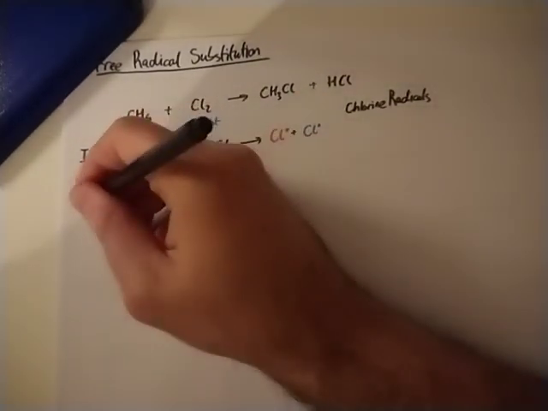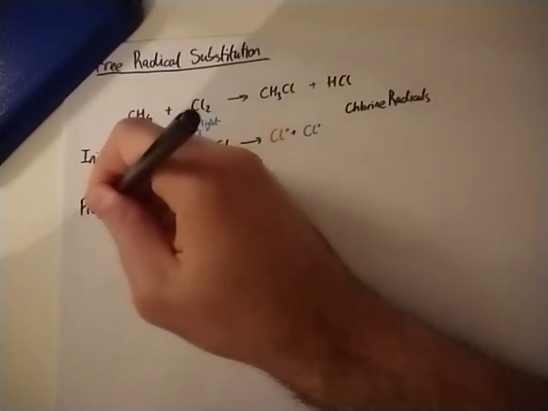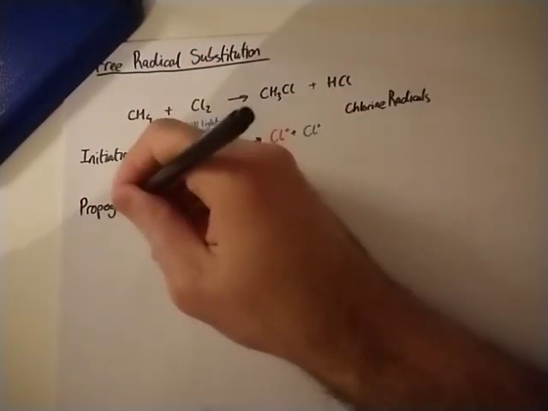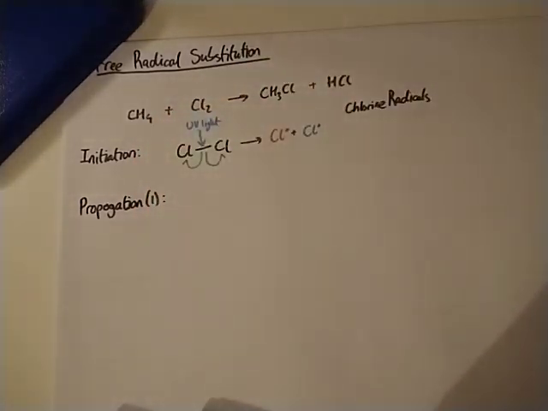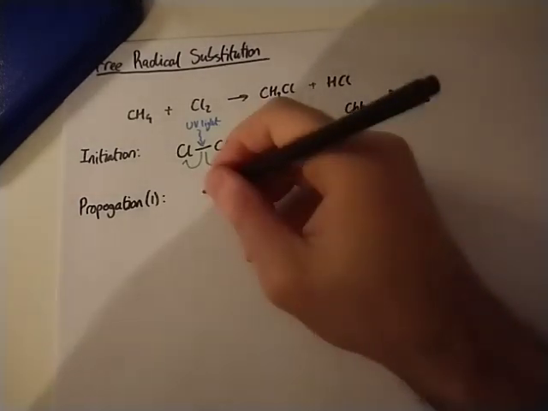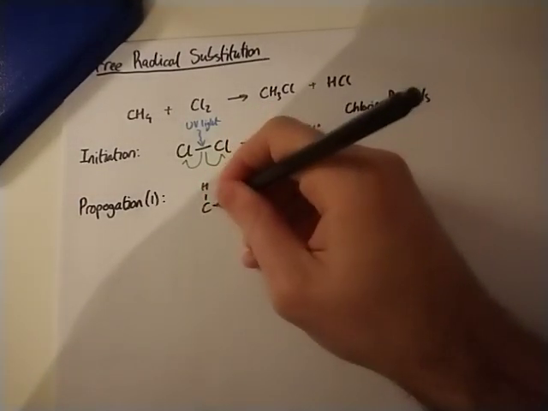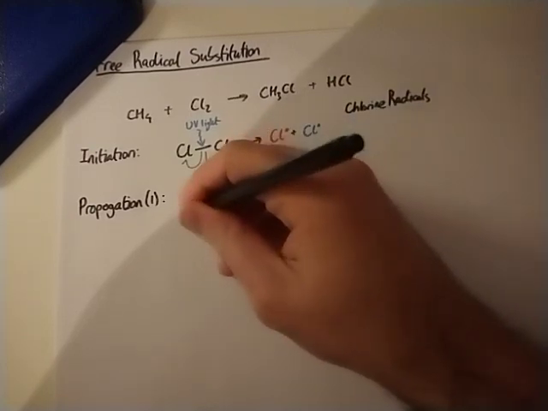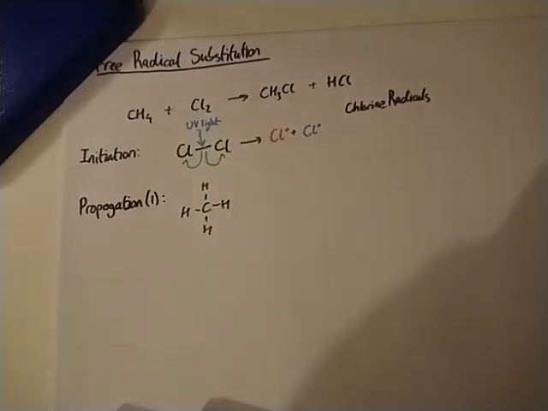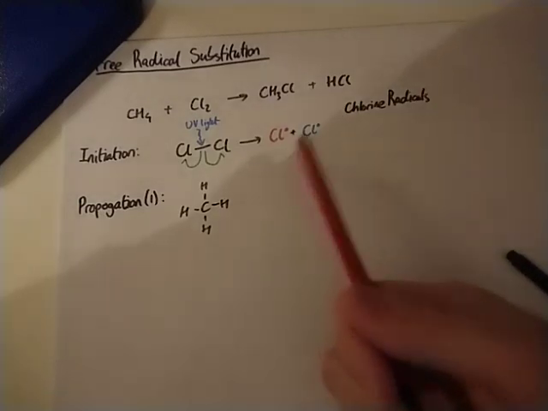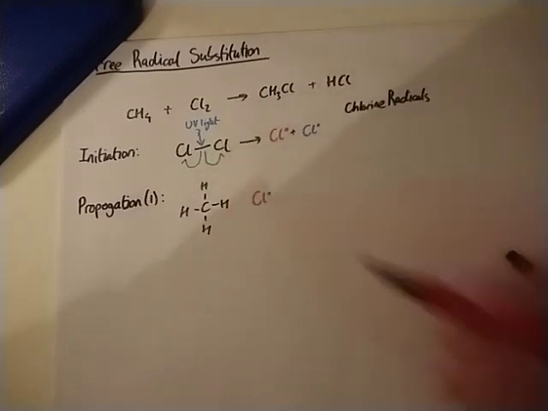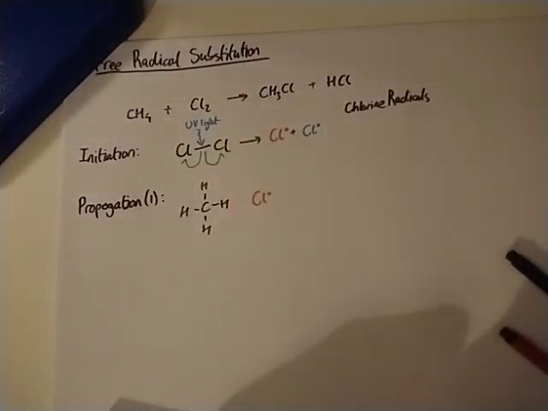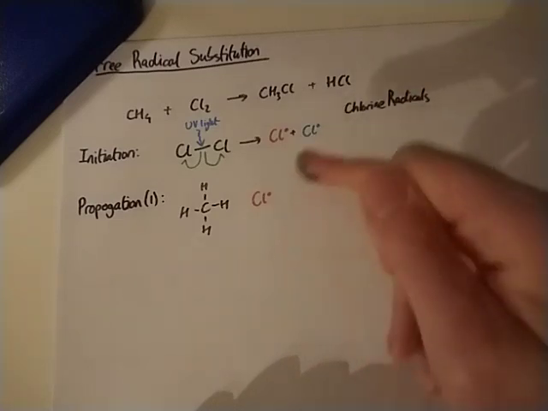So that takes us on to the propagation step. And you'll notice I put a 1 there. Why? Because there's more than one propagation step. So we've got a molecule of methane. And we're going to react it with one of these chlorine radicals. So we made the chlorine radical in the initiation step. We're using it in the first propagation step. You'll notice that a lot in this, we always use something we made from the previous step.